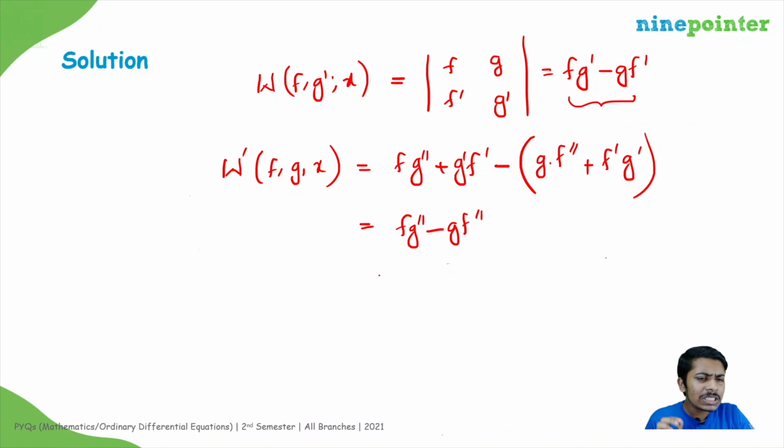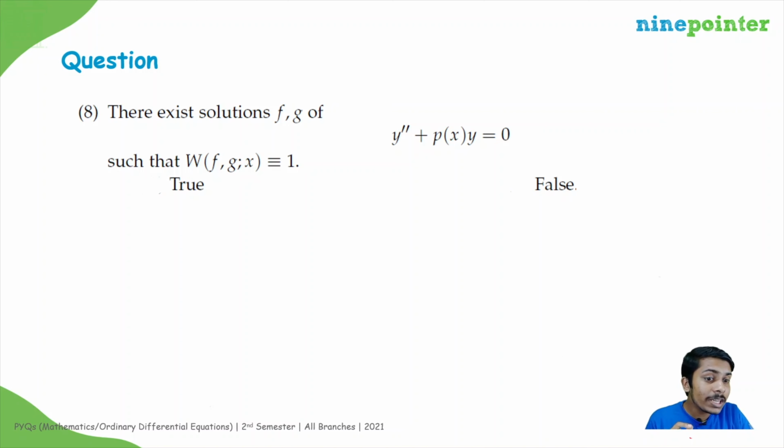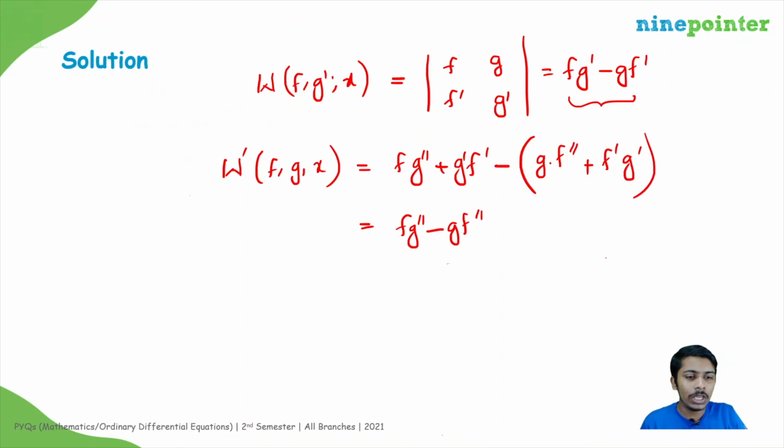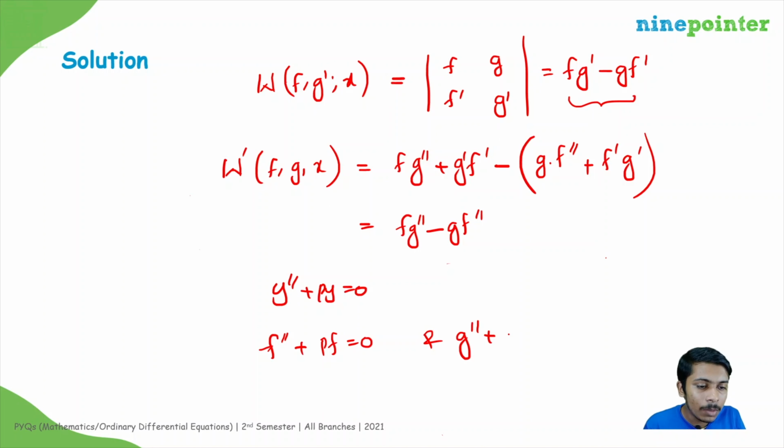But these f and g are actually solutions of the given differential equation, right? So the given differential equation is y prime plus p of x into y equal to 0, or y prime plus py equal to 0. And f and g are two solutions. That means they should satisfy the given differential equation, and we will have f prime plus pf equal to 0 and g prime plus pg equal to 0. That means they should be identically equal to 0. These are all functions, not just numbers. f prime is a function, pf is another function, so they are identically equal to 0.